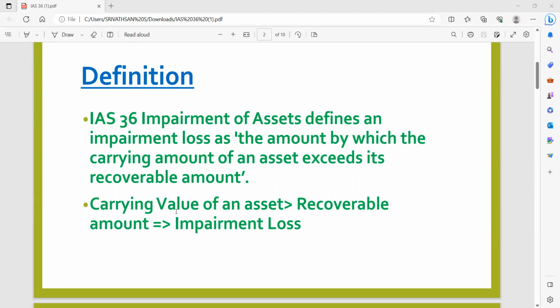In that case, your financial statement numbers will be overstated, because the asset is capable of recovering only 5,000 rupees, but you're carrying the asset at 10,000 rupees in your balance sheet. So your balance sheet is overstated. Your financial statement is overstated. So the readers of the financial statement will not be able to make a wise decision if the balance sheet is overstated. So in such cases, if the carrying value of an asset is greater than the recoverable amount, you need to bring down the value of the asset to its recoverable amount, so that the readers of the financial statement can take a wise decision.